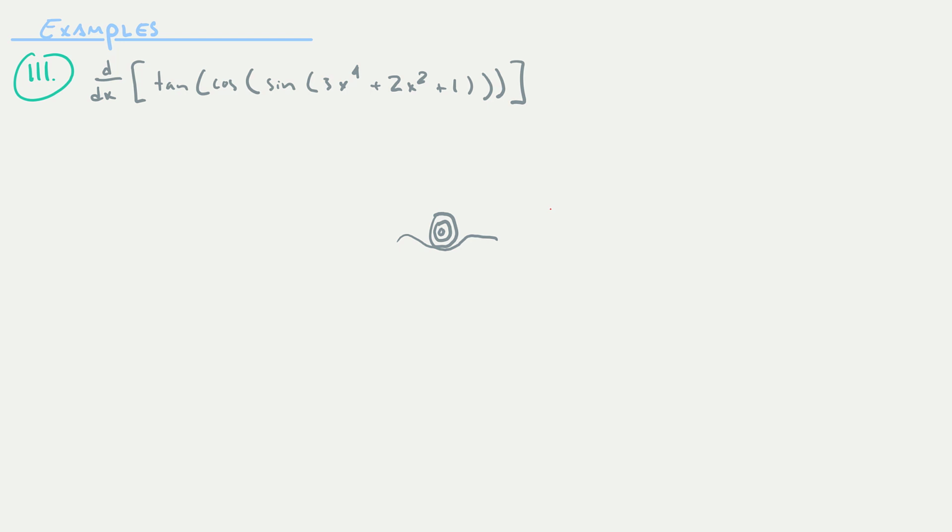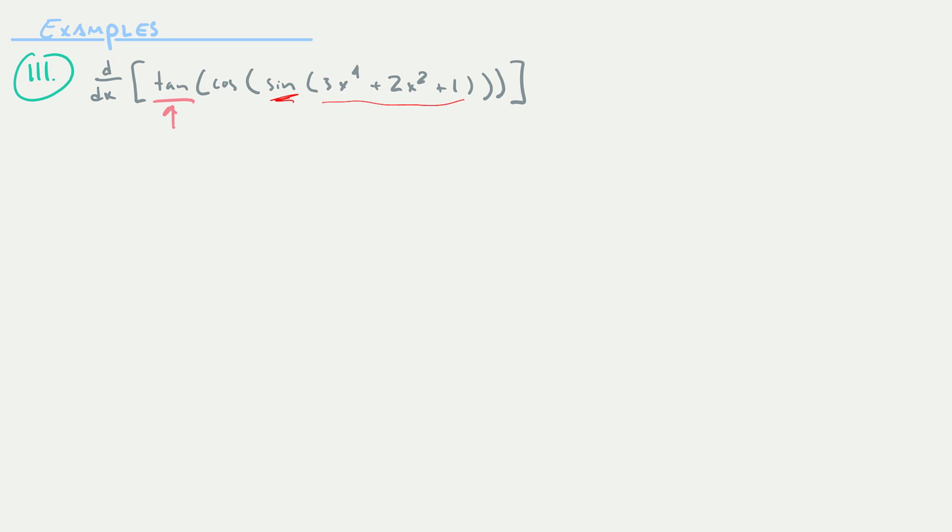So the first thing I'm going to do is take the derivative of tangent. Then I'm going to take the derivative of cosine. Then I would take the derivative of sine next. That'd be the next layer, and the innermost layer would be the derivative of 3x to the fourth plus 2x squared plus 1. So in practice, here's what this looks like. When you're using a chain rule, this is a mega chain rule problem. It's a function in a function in a function in a function. But we're just going to peel away layers of this function until we've taken the derivative of the innermost layer.